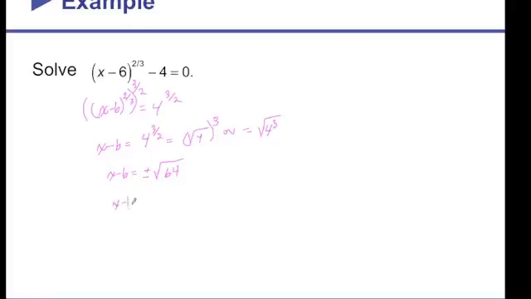So x - 6 equals plus or minus 8. So x equals 6 plus or minus 8. 6 plus 8 is 14, or 6 minus 8 is -2. And we end up with these two answers.